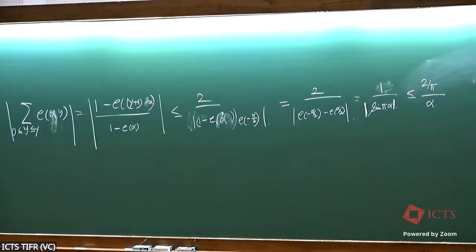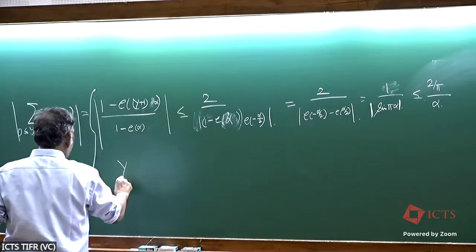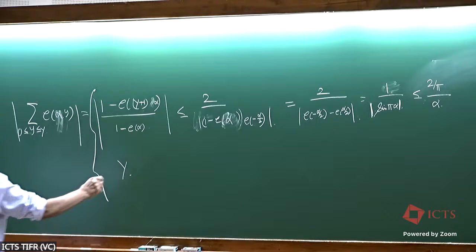Is it okay? This probably may not be the best estimate that I can get. In particular, your alpha may be very close to 0. If your alpha is very close to 0, then this 1 over norm alpha coming in the denominator will make the bound very bad. And therefore, I should also have another bound to be used in case my alpha happens to be close to 0. And that bound is given by Y or Y plus 1.